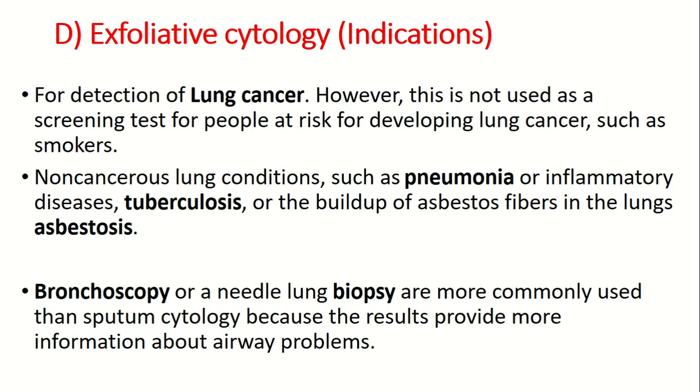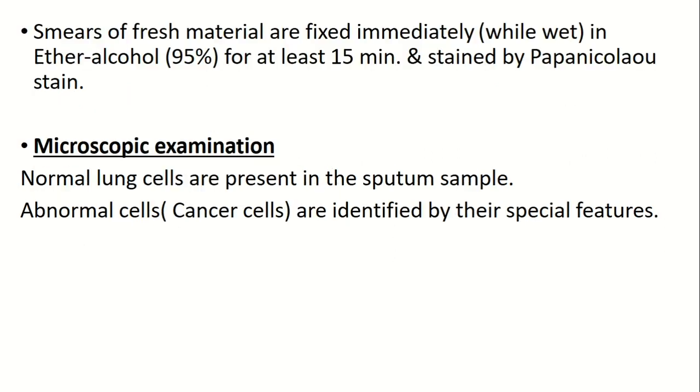And last but not least, the exfoliative cytology of the sputum. A very important indication is lung cancer. Exfoliative means epithelial cells are shed, and you have to capture all these malignant epithelial cells, which are normally shed. So it is used for early diagnosis and screening of lung cancer. Sometimes it is useful in pneumonia, tuberculosis, and asbestos bodies or fibers in asbestosis, but usually bronchoscopy and biopsies are more useful for malignancy than sputum cytology. But this is a very important tool.